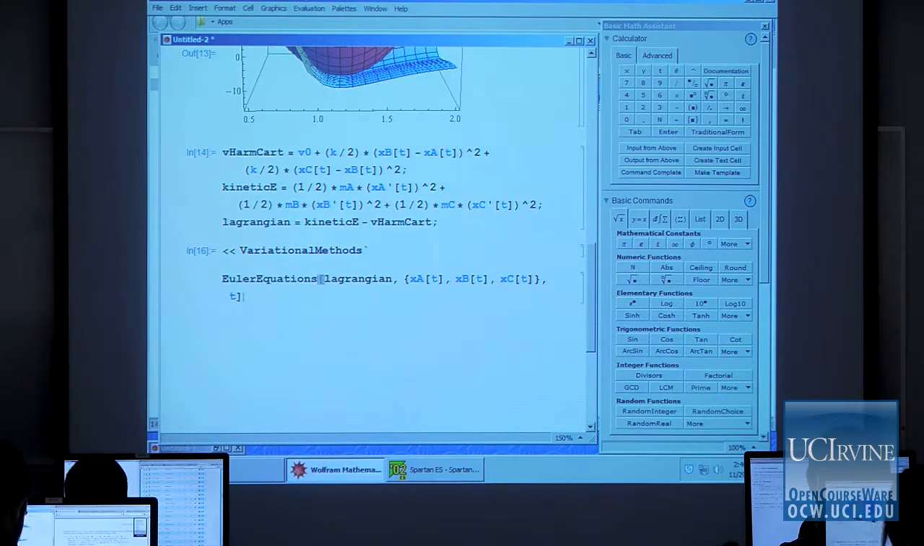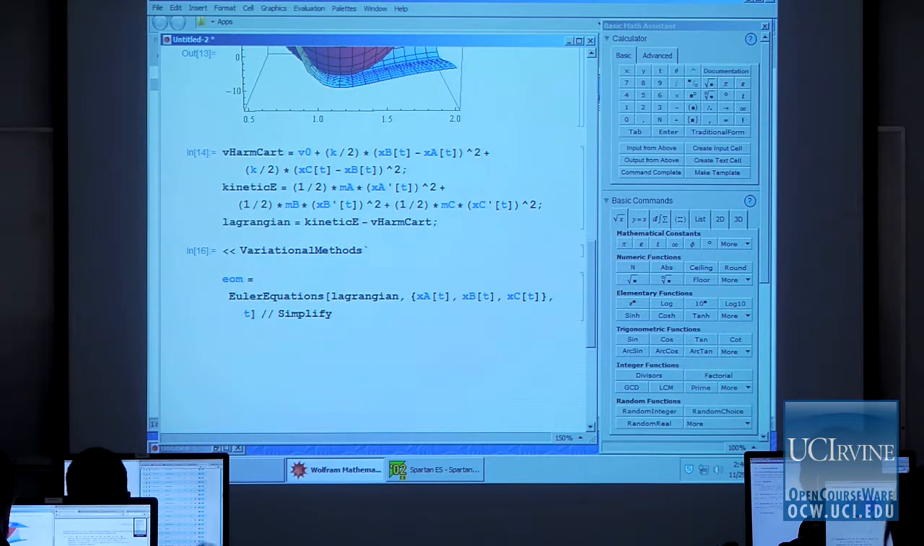And then a bracket. And then I know from experience that the equations will look better if I put a postfix simplify. And another thing I'm going to do is stash these in a variable which I'm going to call EOM for equations of motion. All right, so let's go ahead and let that rip.